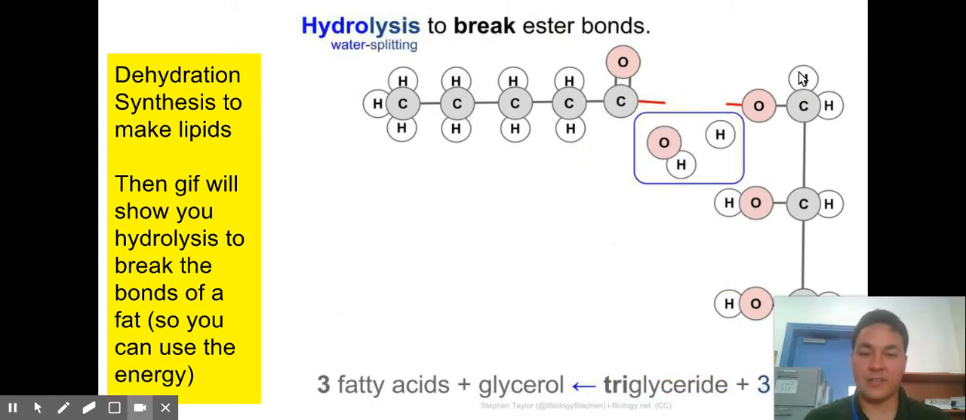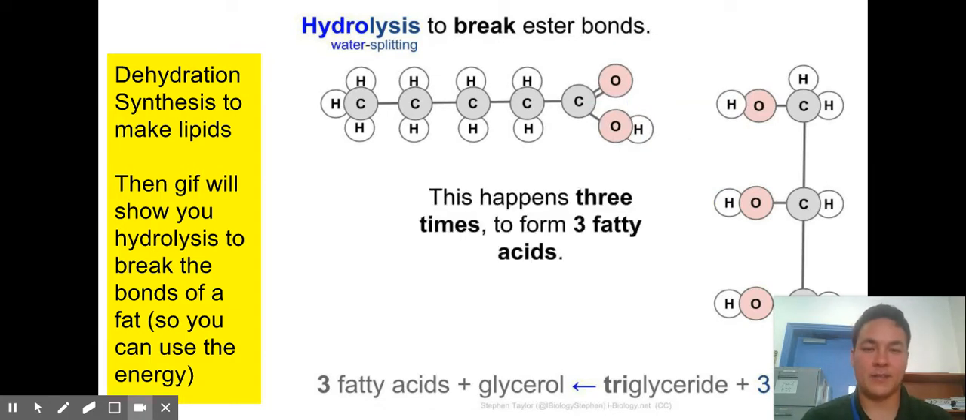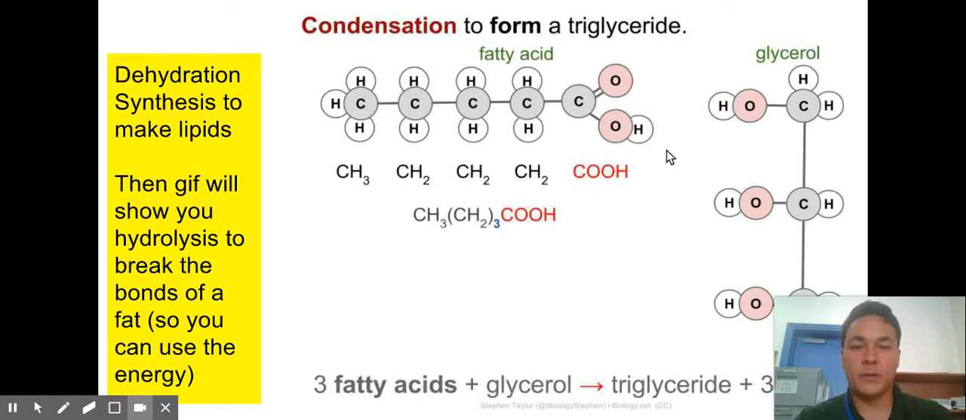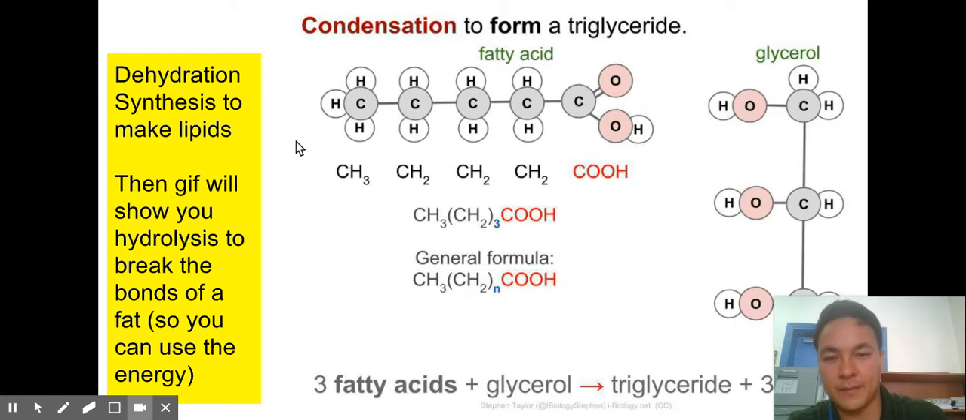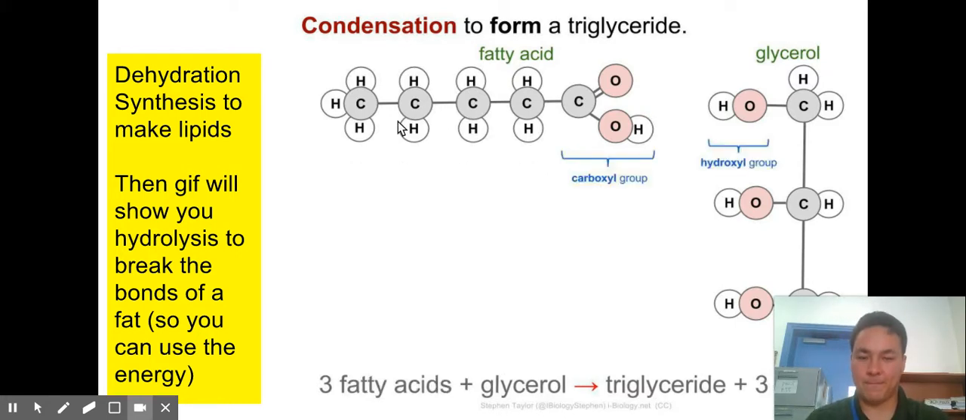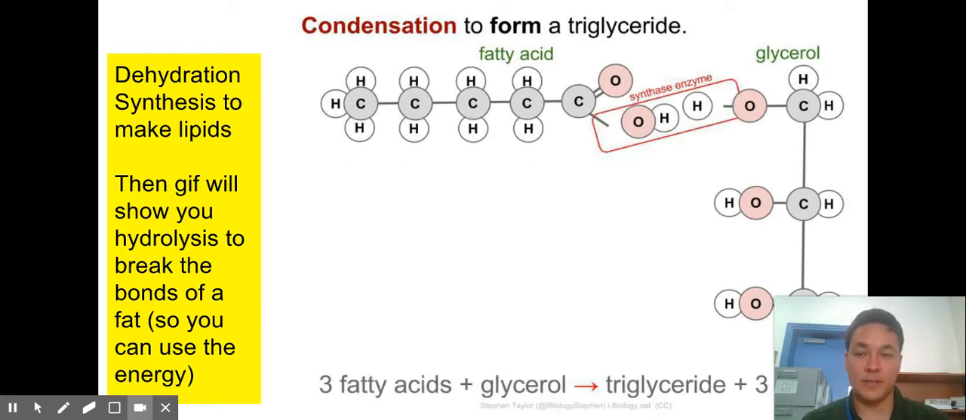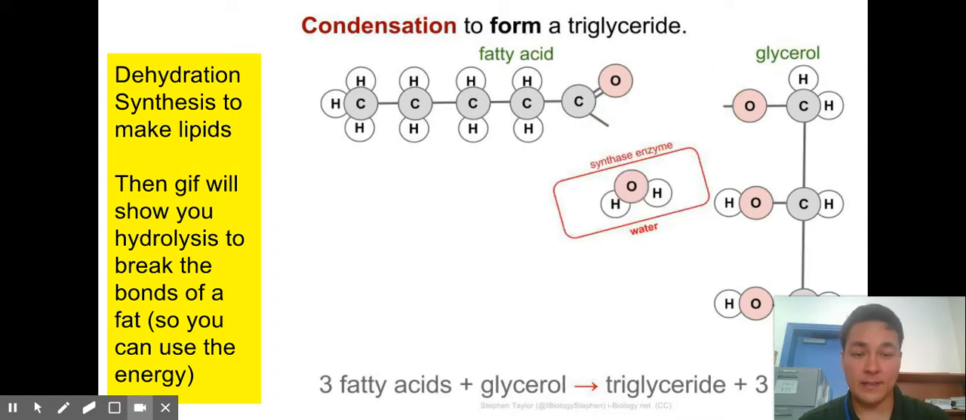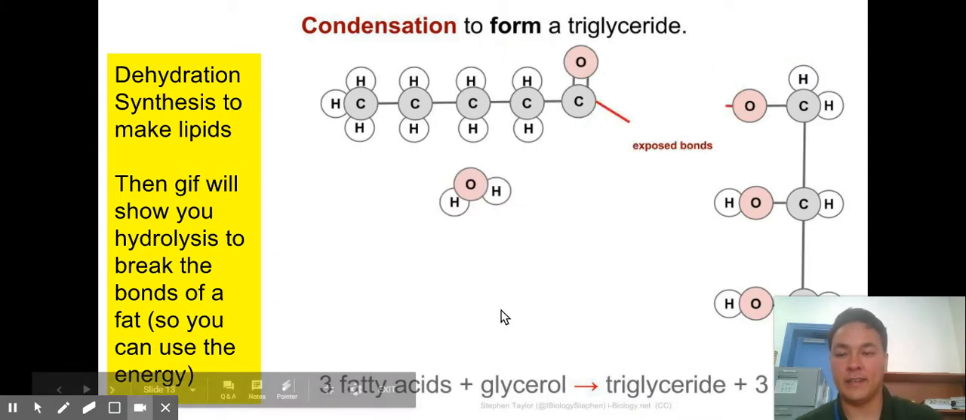So let's say we're exercising a lot. We don't have any carbohydrates in us. We need to break down this fat. We're going to use hydrolysis. We're going to break off this triglyceride. Then we're going to further break that down and be able to be used by our mitochondria in a process called cellular respiration to make energy.